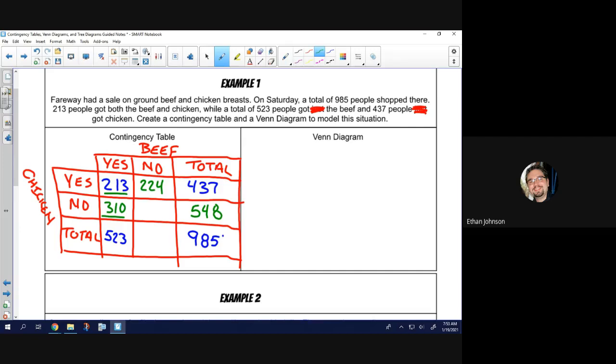Once again, doing subtraction, I can do the 985 minus the 523 to get 462. And in reality, to get that no chicken and no beef, we could do the 548 minus 310, or we could do the 462 minus the 224. Doing either of those will get the same answer of 238.